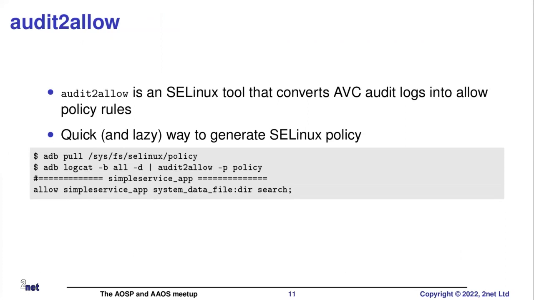Finally, if I want to add an extra rule to fix this violation, I could do it in several ways. The lazy way is to use audit2allow, as ever. Once again, we need the policy file, and then we just take everything from logcat, pipe it all to audit2allow, point it to this policy file we just got, and it says allow simple service app, system data file, directory search. Then I can copy and paste that into the TE file for this application, and ta-da, job is done.